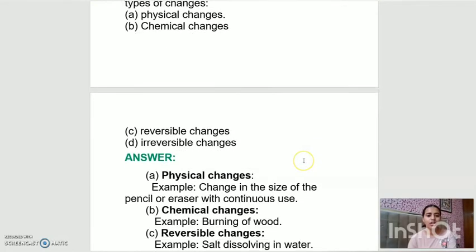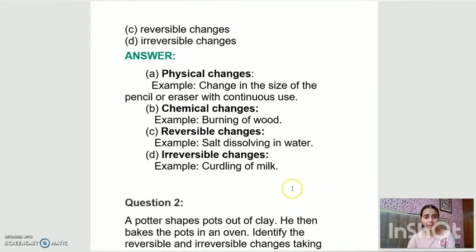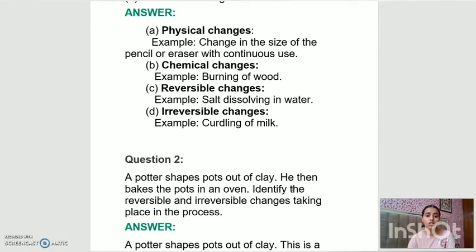So the answer: one example for physical change is the change in the size of a pencil or eraser with continuous use. Chemical change is burning of wood. Reversible change is salt dissolving in water. And irreversible change is curdling of milk.